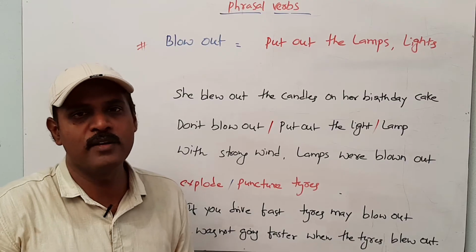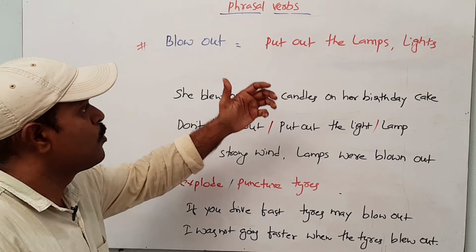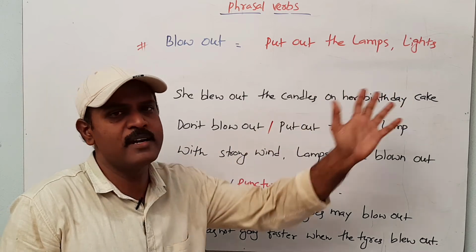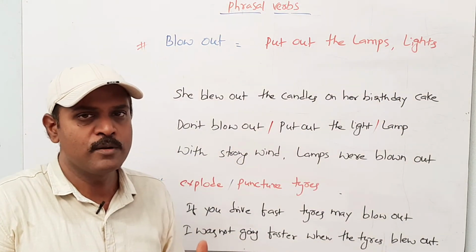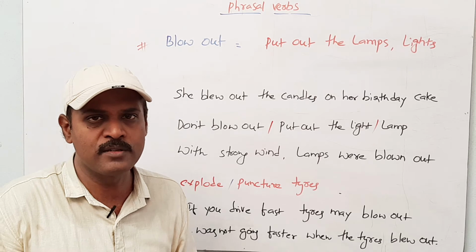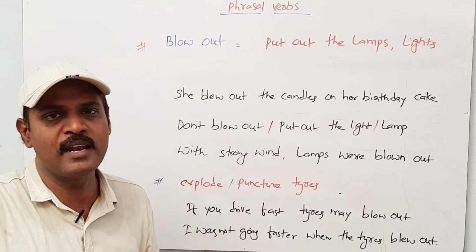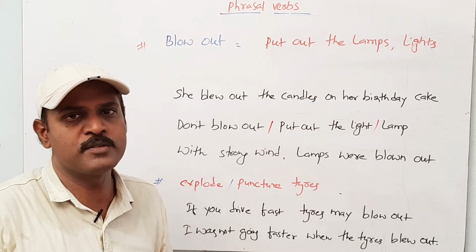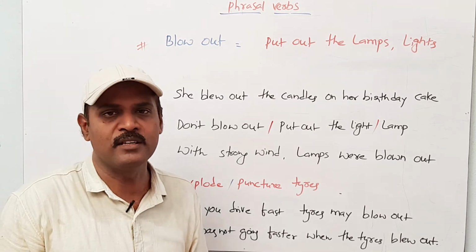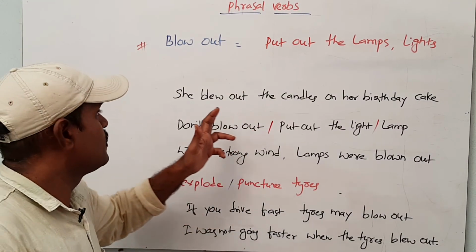Next one. Now I am going to explain another phrasal verb, that is blow out. Blow out means put out the lamps or lights. Put out, blow out, both are the same. That means by using some kind of force, blowing air from our mouth, candles or lamps stop giving light. At that point of time, we have to use blow out.